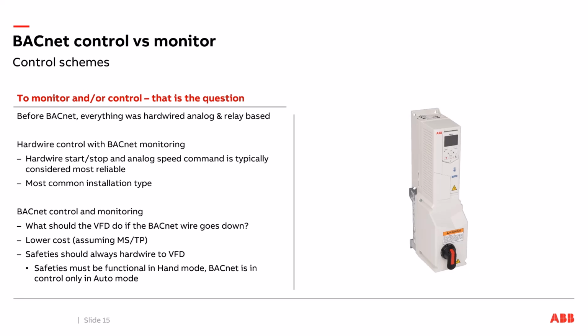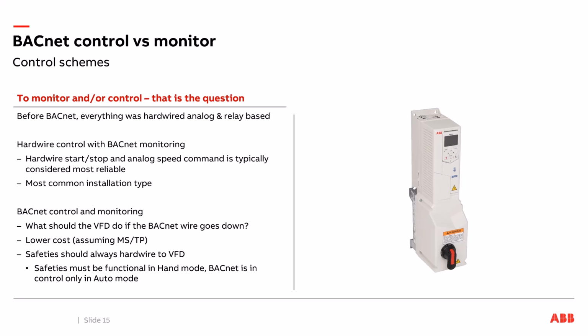The other approach is to use BACnet for everything. So now if you wanted to give it a start-stop command, that's over BACnet. You want to know how fast it's running, that's over BACnet. Everything goes over BACnet. Traditionally, folks will lean a little bit more towards the hardwire control of BACnet monitoring as the go-to, just because they view that as a little bit more robust, because if the BACnet wire went down, they still had their start, stop, and speed control.